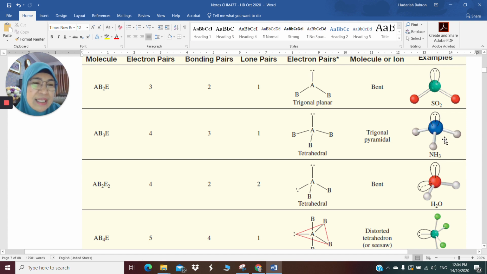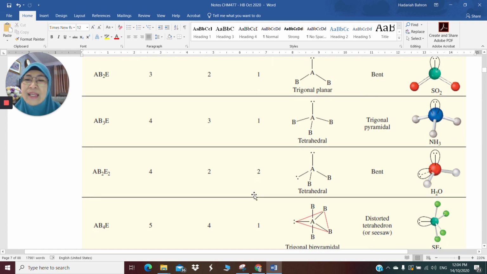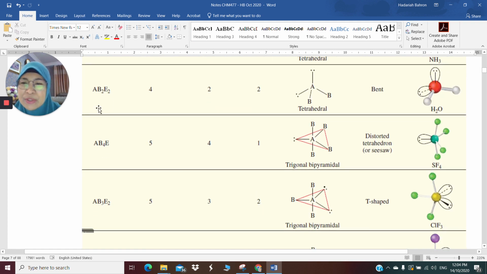Going on next to AB2E2, 2 bonding pairs, 2 lone pairs. Again, you start with tetrahedral, but 2 of them are invisible. What you end up with is just a bent structure. And this is what water looks like.